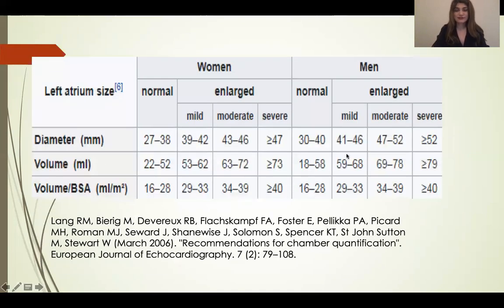I want to draw attention to the gender differences of left atrium size, diameter, and volume. Women have a smaller volume when compared to men. Men have larger sizes of left atrium. However, left atrium volume index does not change according to gender. Women and men have similar left atrial volume index.